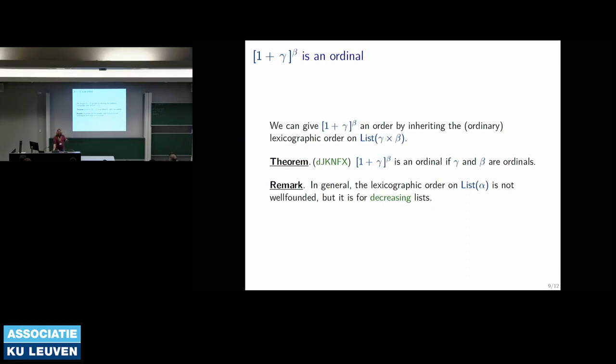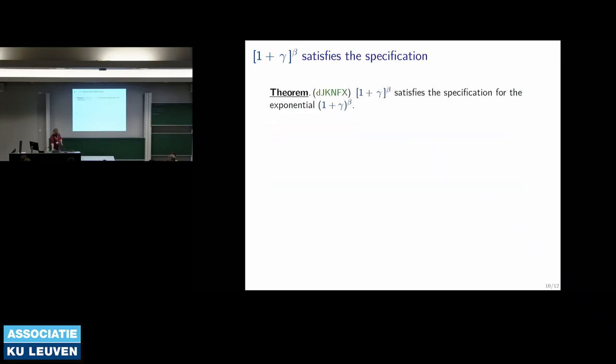So we came up with this condition just to say that we can actually have the functions, but it's actually important to get an ordinal. So it's nice to see that playing out. Okay, and then you can show that this actually satisfies the specification for the exponentiation for 1 plus gamma to the beta, right? So how do you do that?